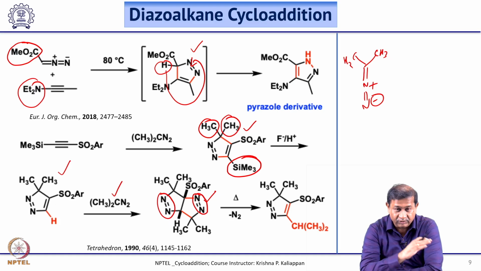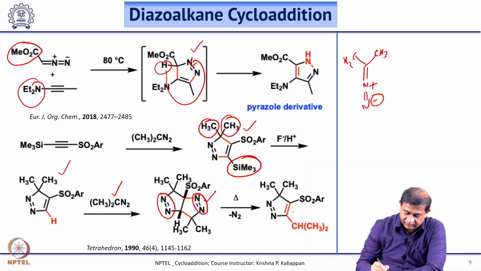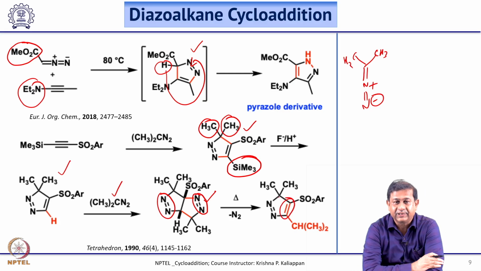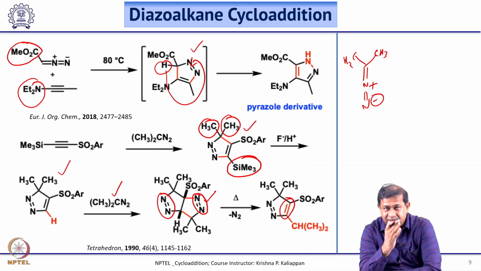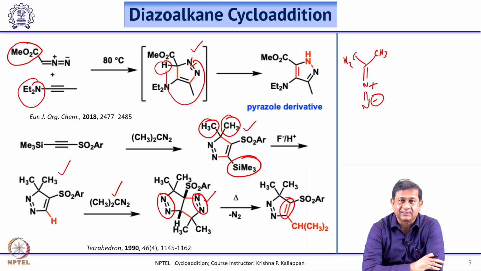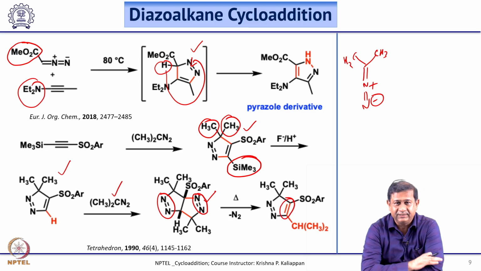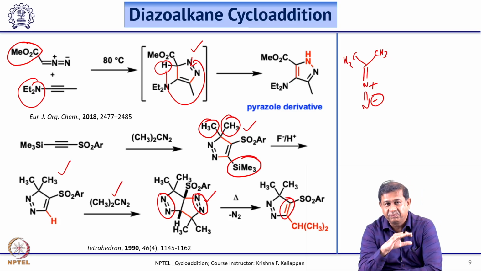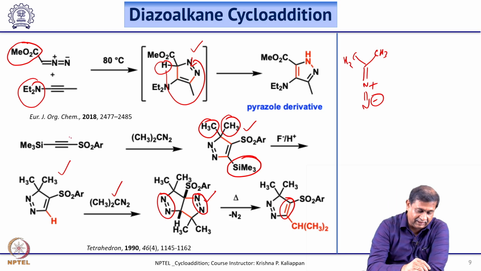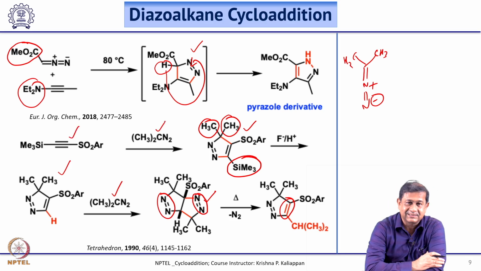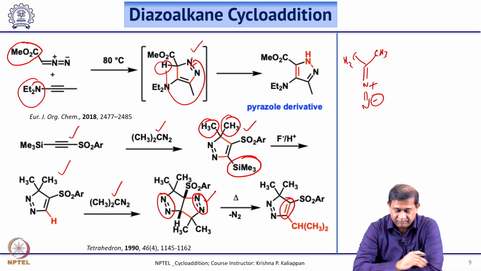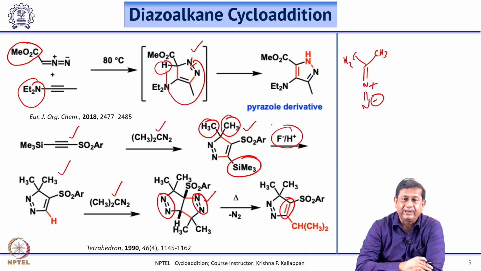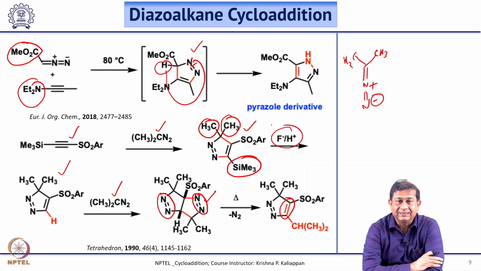So when one of the nitrogens goes out, then you will get a double bond. Okay? Now when the nitrogen goes out, first it will form a cyclopropane, and then the cyclopropane will rearrange to the corresponding double bond. Okay? This all can be done by simply heating this dipole with excess diazo compound. And in between, of course, you have to add a fluoride source to remove the TMS.